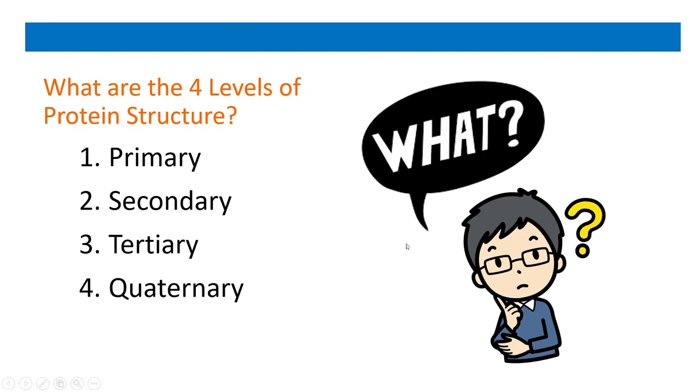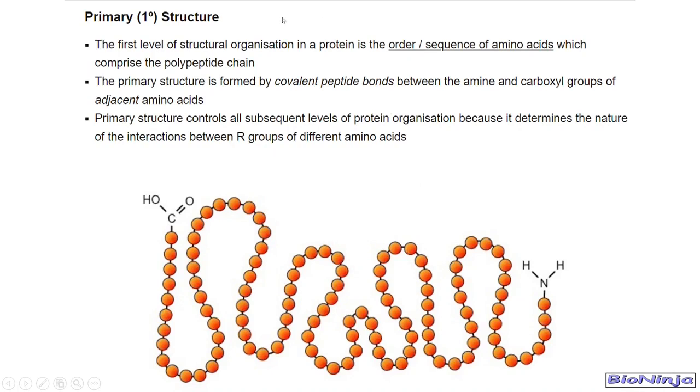Knowing now the four levels of protein structure, let's go into the details of each one of them. Starting with the primary structure, the primary protein structure is simply the order or sequence of amino acids.